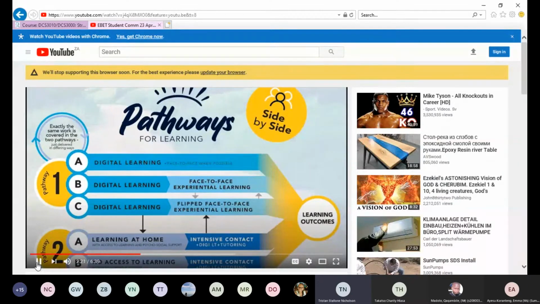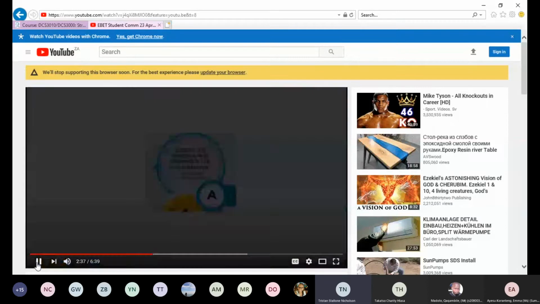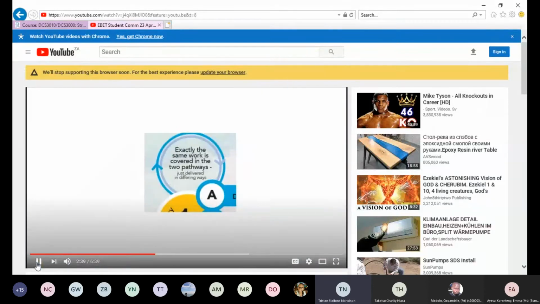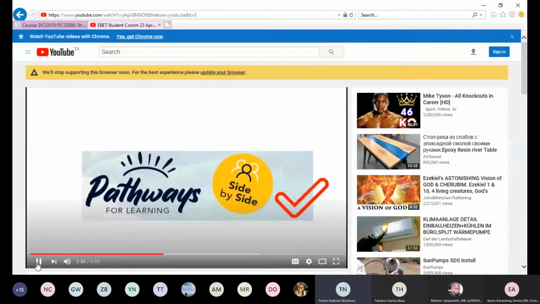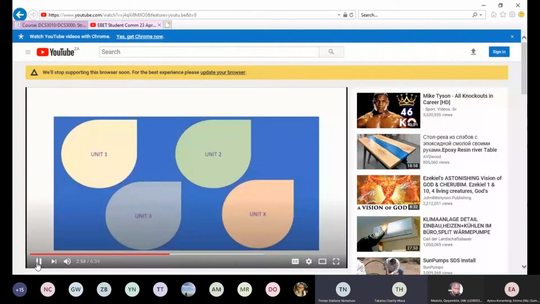For pathway 2 to work, we hope that all the students having access to devices and the internet embrace pathway 1. This will allow us to make the necessary resources available to those students that are on pathway 2. The most important thing to take note of is that the two pathways cover exactly the same work. We will do our best to ensure that no one is left behind.